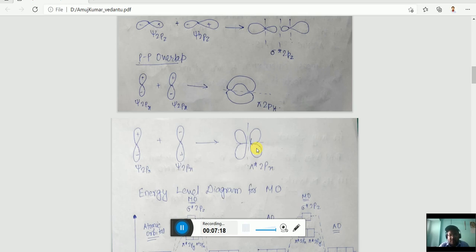ये आप मतलब कि एकदम याद कर लेना होगा कि in case of PP overlap, PP pi overlap, if both are plus minus, then there will be two nodal planes. This is a very important question.